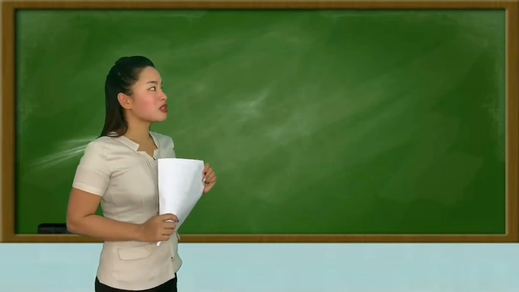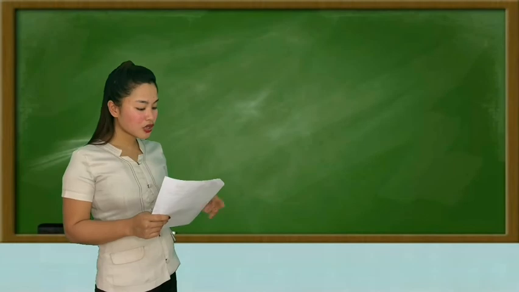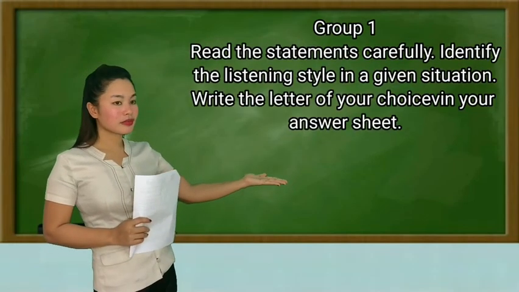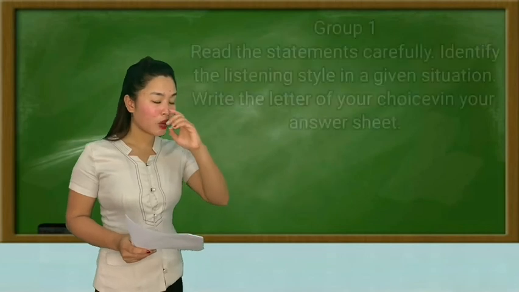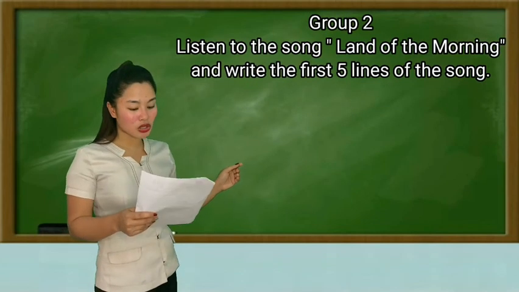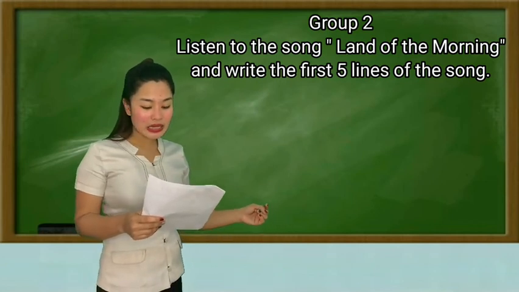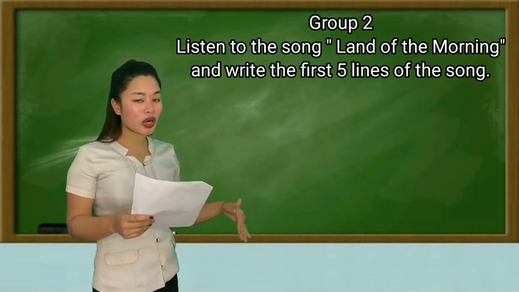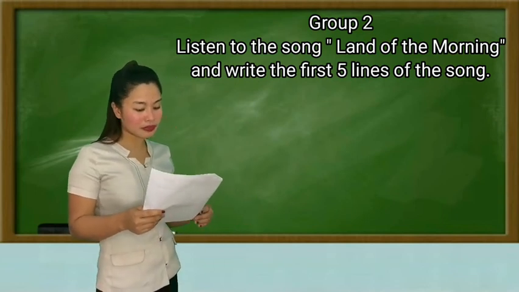Okay, done. So this is for group 1. Okay, group 1, this is your task. And group 2, okay, you are going to listen to the song Land of the Morning again. And after listening, you are going to write the first 5 lines of the song.